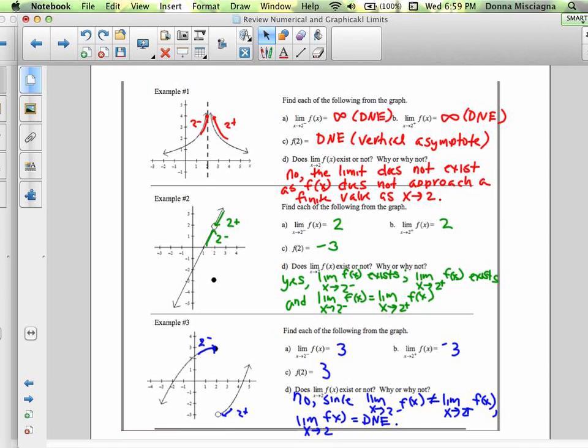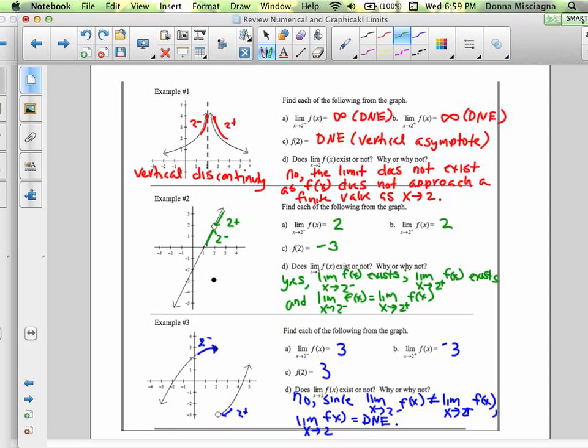So notice that we have 3 different types of discontinuities here. In the first example, we have what's known as a vertical discontinuity. And you should label this. Right, that is never going to be a limit that exists when you have a vertical discontinuity.